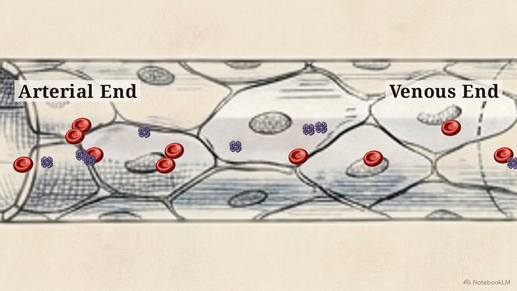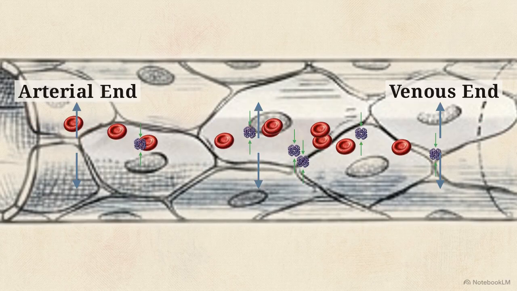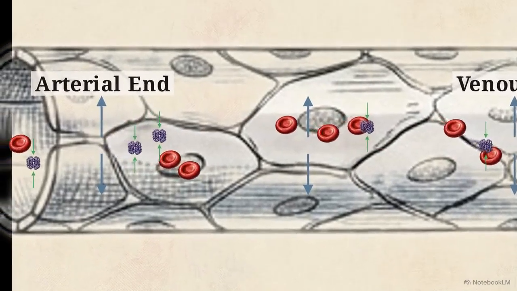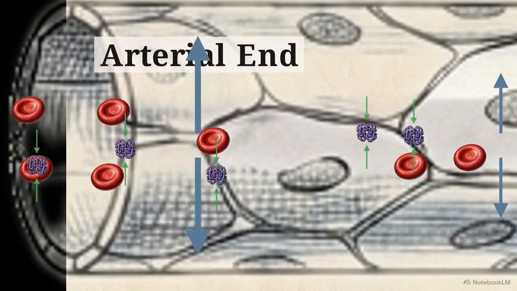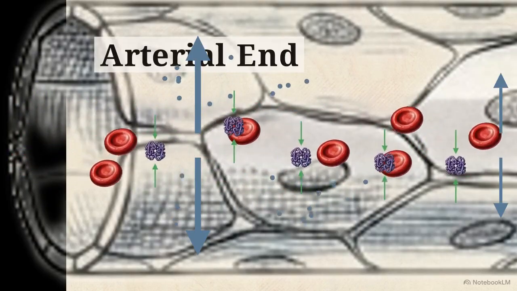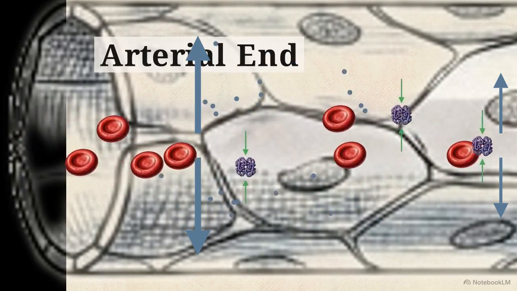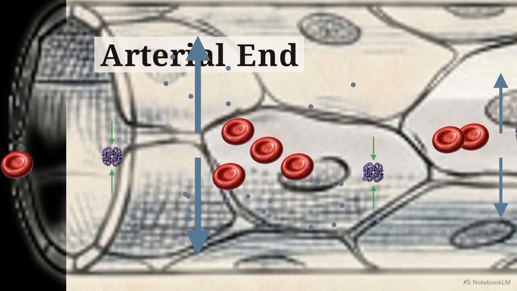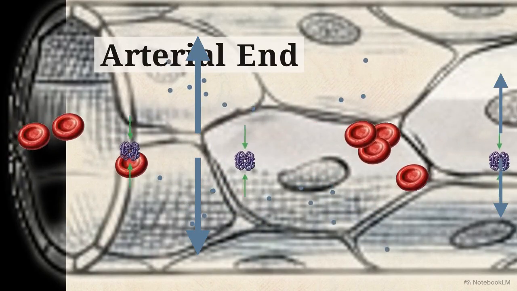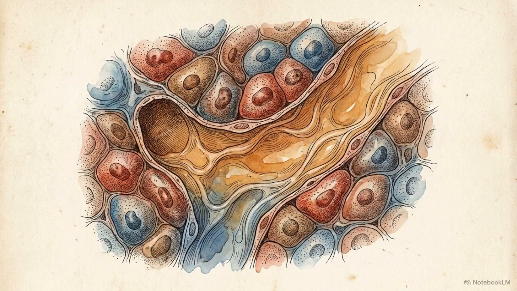Fluid movement across the capillary wall is dictated by two competing pressures. Hydrostatic pressure from the pumping heart pushes fluid outward. Simultaneously, large plasma proteins trapped in the blood create oncotic pressure, pulling water inward. At the arterial end, hydrostatic pressure is dominant. It overpowers the oncotic pull, forcing water and dissolved nutrients out through tiny gaps between the endothelial cells in a process called ultrafiltration. This escaped liquid becomes tissue fluid.